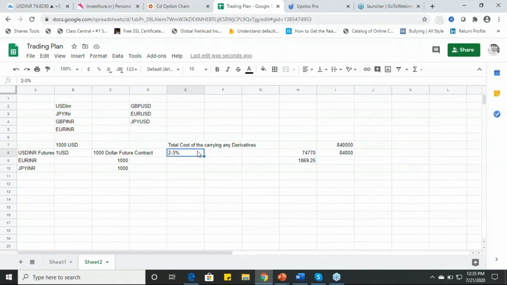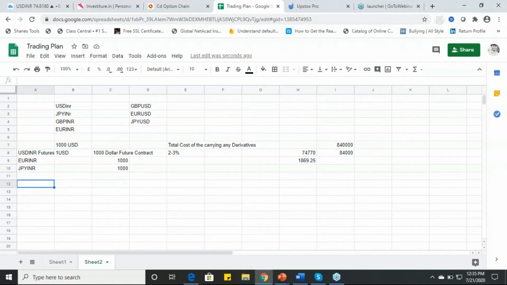For carrying a USD INR contract, or even a GBP INR, JPY or Euro INR contract, for all these contracts we pay a margin cost of 2 to 3% of the total cost of carrying. So how can USD INR be traded and what things are beneficial in it? I'll be sharing more about it in just a minute. Okay, so these are the major things about USD INR as far as this is concerned.